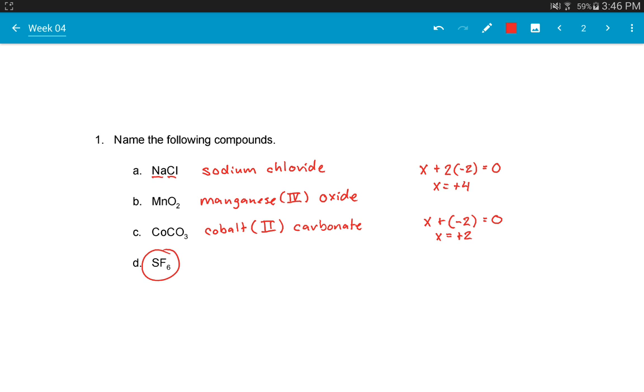And finally, the last problem. If we look at sulfur and fluorine on the periodic table, both of these are nonmetals. And when the compound is completely made of nonmetals, it is a covalent compound. So we name it as sulfur hexafluoride, where the hexa is telling how many fluorides we have in our compound.